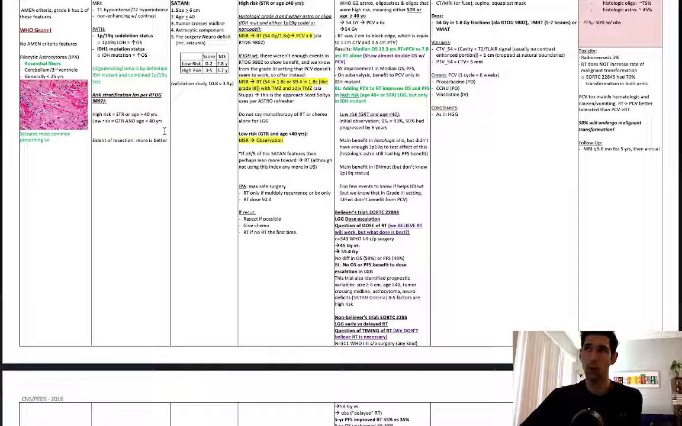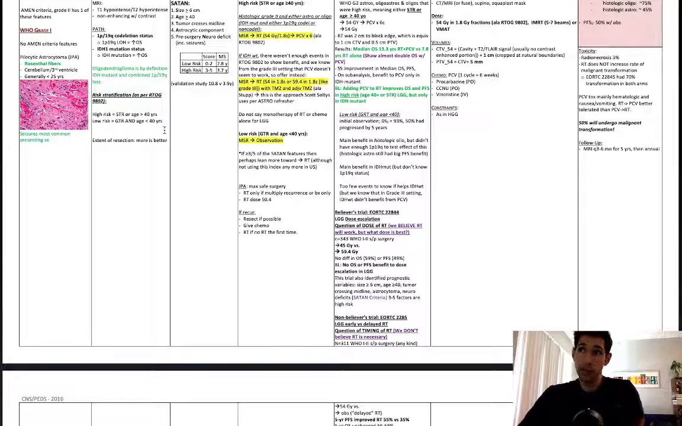So again, EORTC prognostic index, Satan, size greater than or equal to 6 centimeters, age greater than or equal to 40, tumor crossing midline, astrocytic component, pre-surgery neurodeficit. Low risk is going to be score 0 to 2 with about a median survival of 8 years. High risk, score of 3 to 5, median survival is half that.